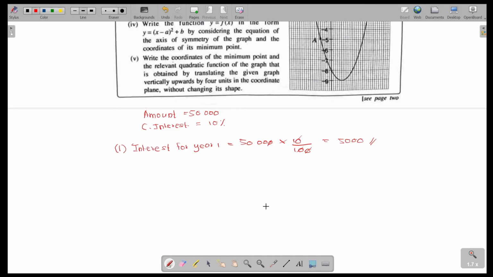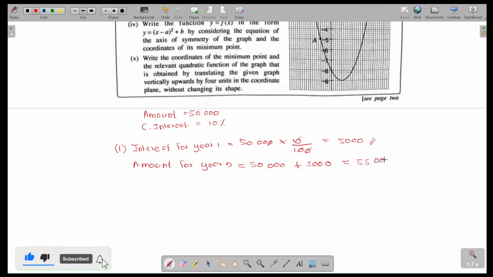Now the amount is changing for second year. Amount for second year, year 2. In compound interest, we know the amount is changed for next year. That means initial amount plus the previous interest is added. Initial amount is 50,000. Then interest for first year is 5,000. So altogether, amount for second year is 55,000 rupees.